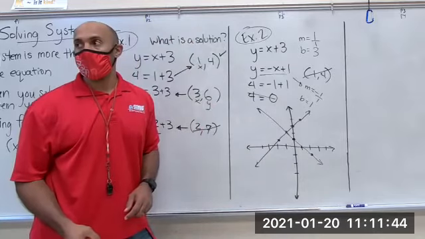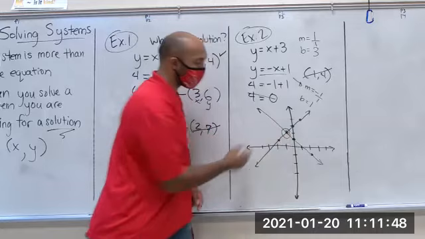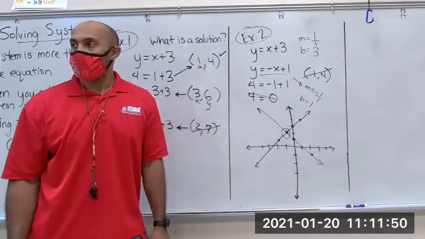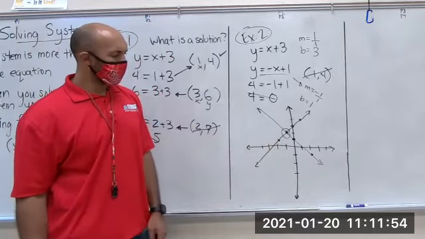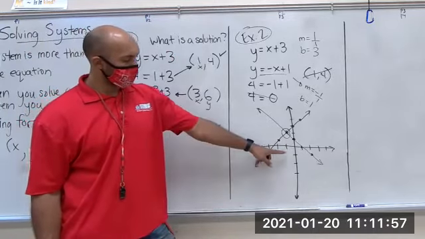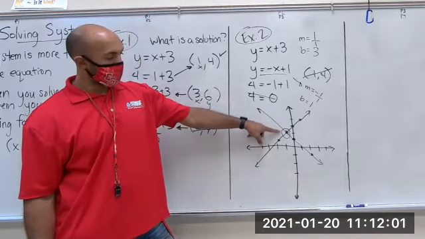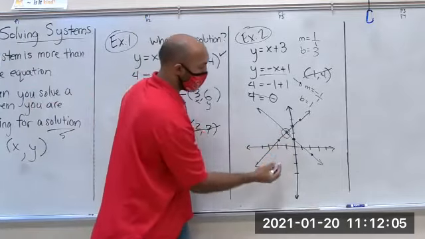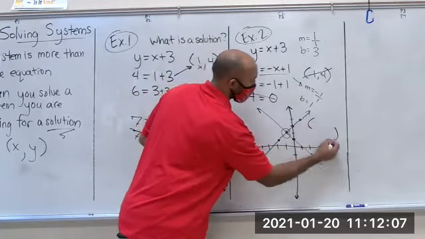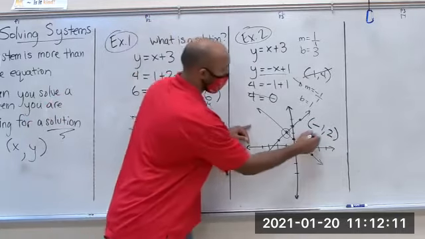Okay? So now my solution, my answer is right there. It's where they touch, it's where they intersect. What is that called right there? It's negative 1 and 2. It's up 2 because it's 1, 2. So my answer for this question is -1 and 2. That point right there.